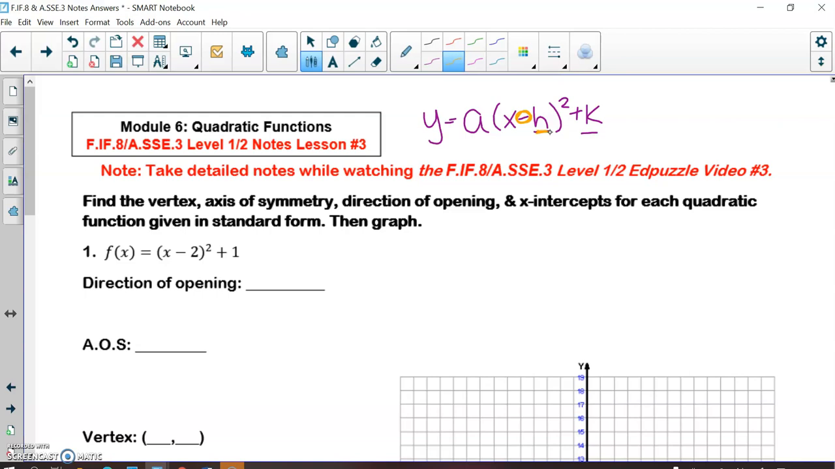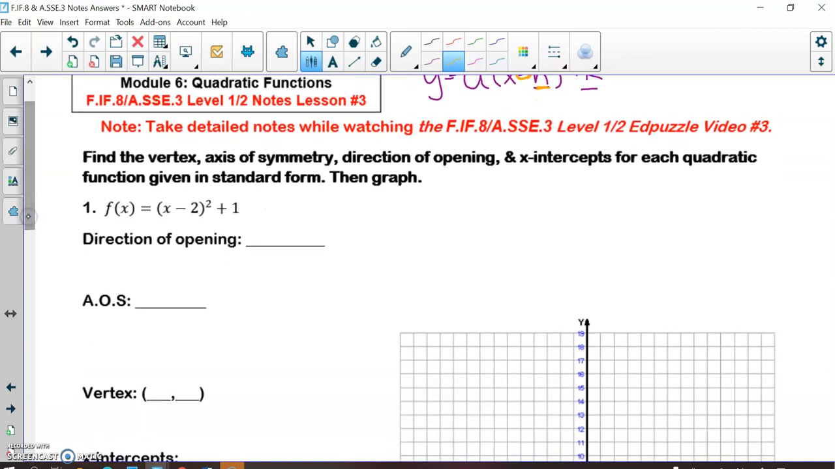So let's get started. For number 1, we still look at our a value. There is an a value of 1 technically in front of this set of parentheses. And since it's a positive 1, that means our direction of opening is up. Now my axis of symmetry is different.